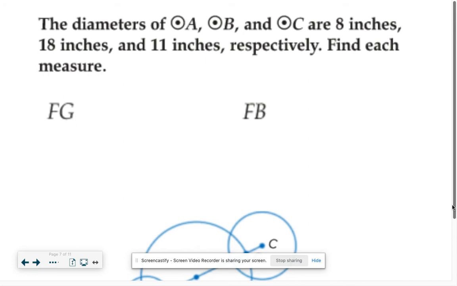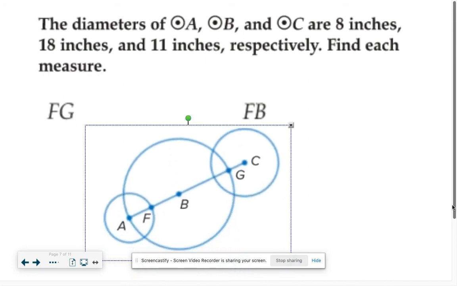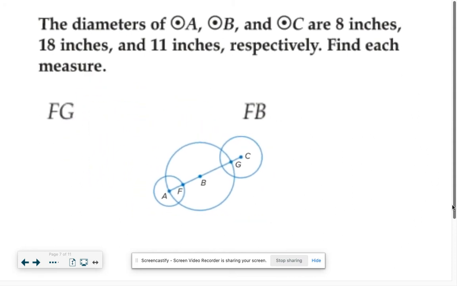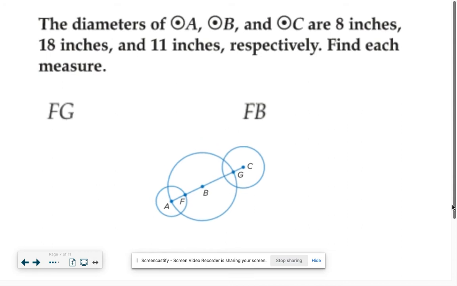Okay, it says the diameters of circle A, B, and C are 8 inches, 18, and 11, respectively. Find each measure. Okay, so just to help my brain, I know that circle A has a diameter of 8. Circle B has a diameter of 18, and C has a diameter of 11. Beautiful. And our goal right now is to find FG. We are looking for this guy right here.